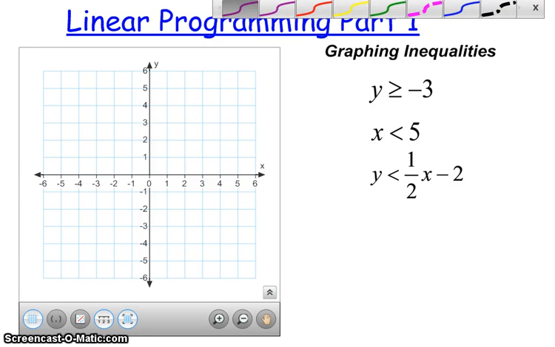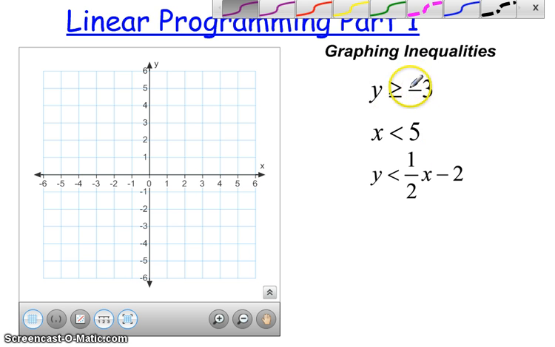Alright, for today's video, we are talking about graphing inequalities, which is actually the first part of linear programming. As you can see, you'll have three different types of equations. You'll have ones with just a y, ones with just an x, and some that have a y and an x. Each one of these will give you different situations where your lines can be drawn.